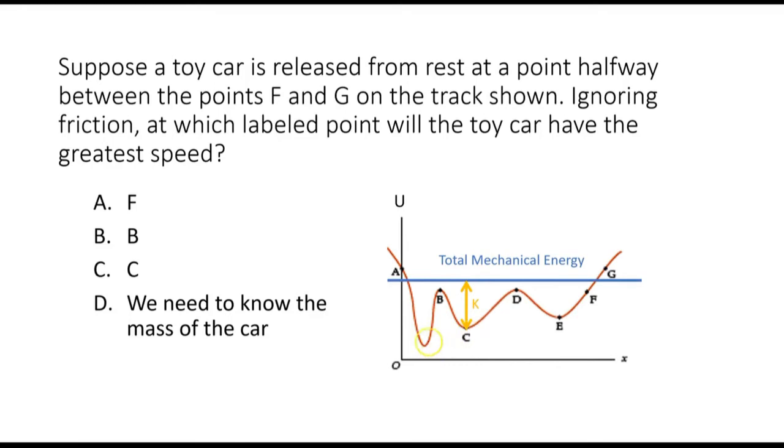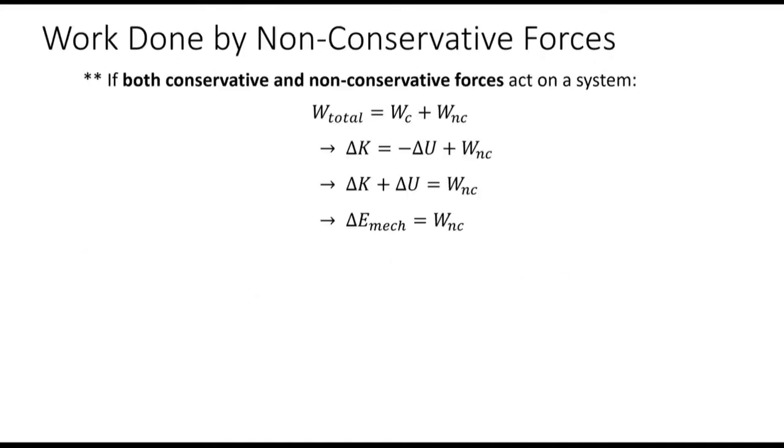Of course, among non-labeled points, I would pick this point over here. That's really the lowest potential energy, and that would give you the greatest kinetic energy. But since we're asked for the one that's labeled, I would have to go with point C here. Okay. All right, and so that kind of wraps up work done by conservative forces and conservation of energy, but what happens if we have both conservative and non-conservative forces acting on a system?